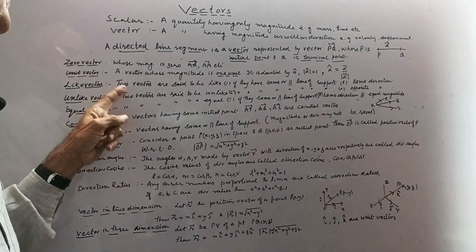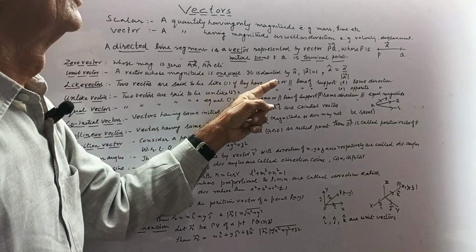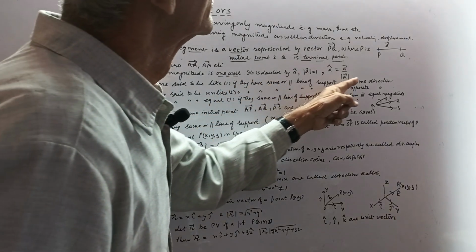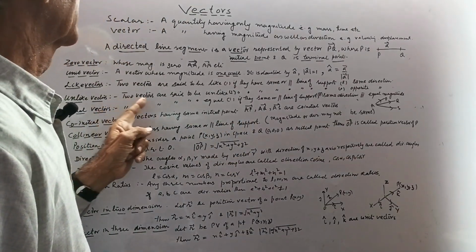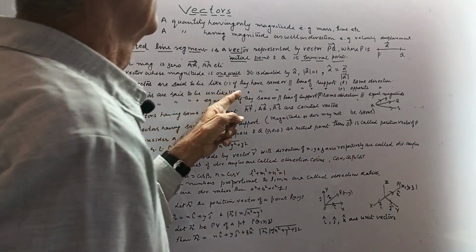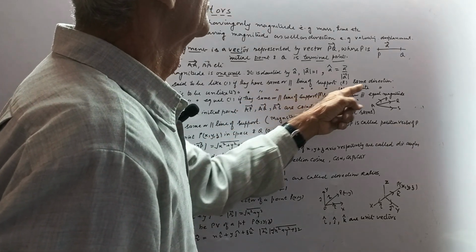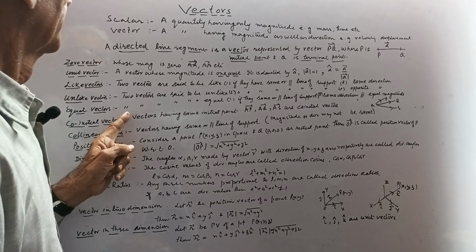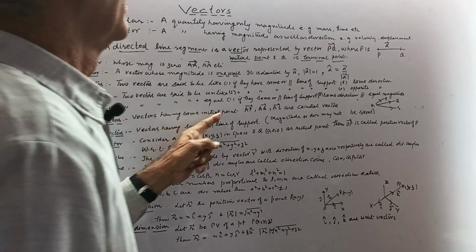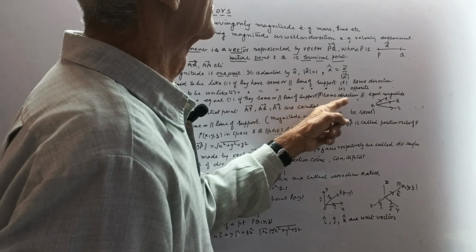Like vectors: two vectors are said to be like if they have the same or parallel line of support, same direction. Unlike vectors: two vectors are said to be unlike if they have the same or parallel line of support, opposite direction. Equal vectors: two vectors are said to be equal if they have the same or parallel line of support, same direction, equal magnitudes.